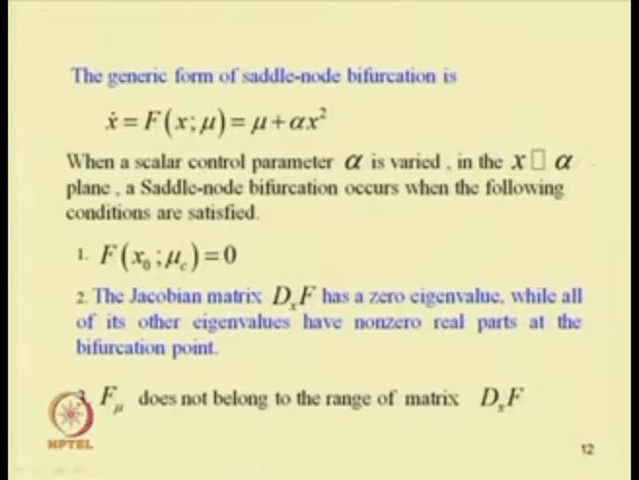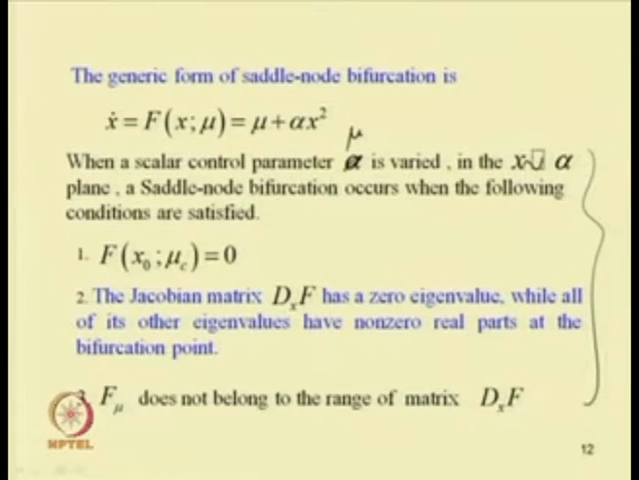It has to satisfy, already we know the generic form of the saddle node is mu plus alpha x square. When this control parameter alpha is varied in the x versus alpha state plane, a saddle node bifurcation will occur if f(x0, mu) becomes 0. Let the control parameter be mu; one can take alpha also as the control parameter. So, if one takes mu as the control parameter, then f(x0, mu) should become 0. That means this x dot becomes 0 at that point.